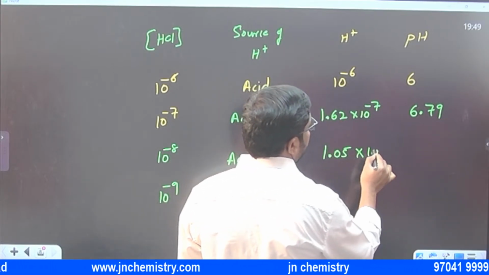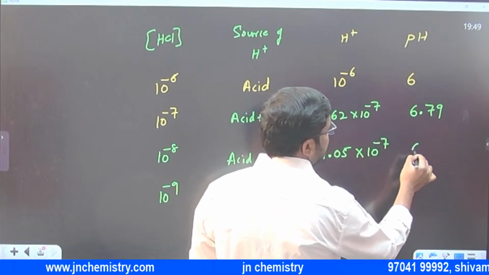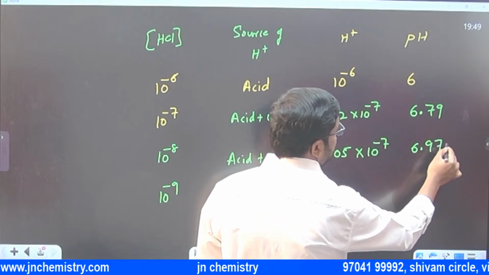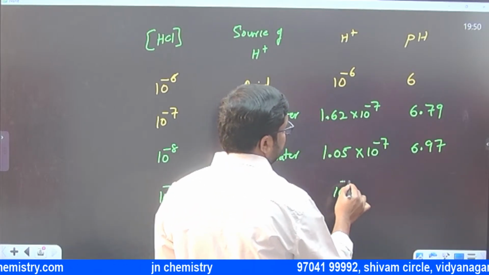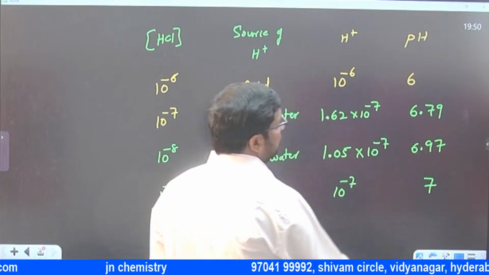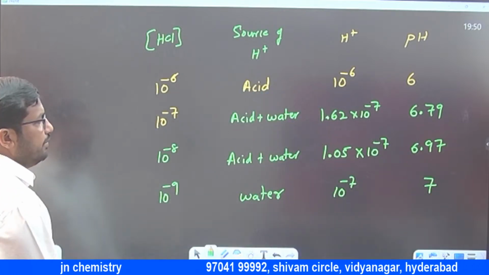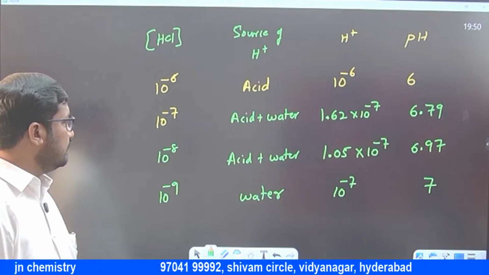1.05 into 10 to the power of minus 7 will get 6.97. Here, 10 to the power of minus 7 will get 7. So this table is very important. Just note it down. I'll explain why.